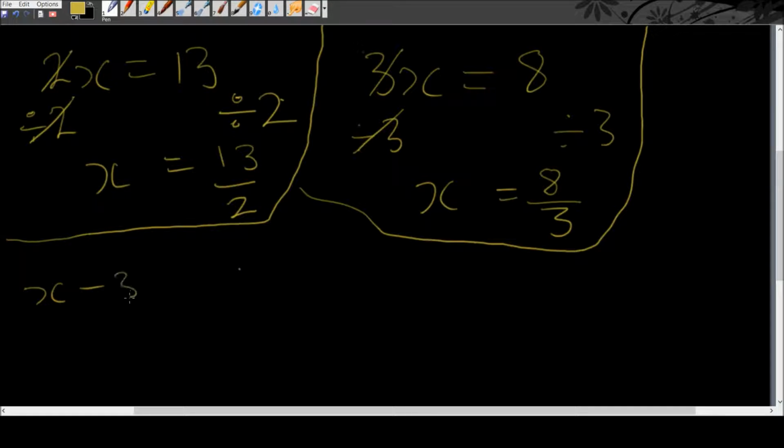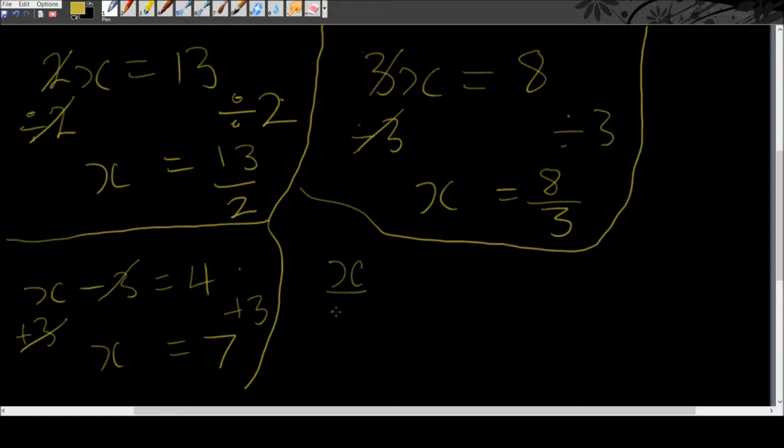So x take away 3 equal to 4. So you need to do the inverse operation of take away 3. So you need to add 3 to both sides. Add 3 to that side and add 3 to that side. That cancels that out. So just left with the x. 4 plus 3 gives you the 7. Lovely, beautiful. Okay, another example.